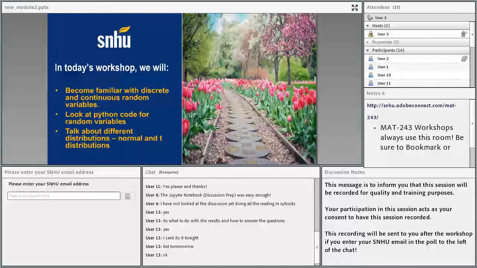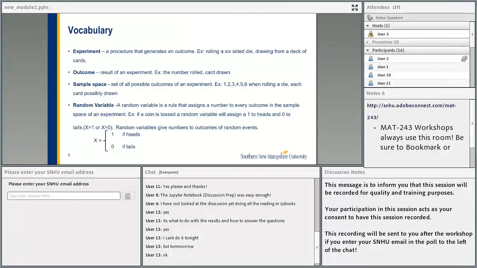So in tonight's workshop, we are going to become familiar with discrete and continuous random variables. We will look at the Python code for random variables, and then we'll talk about the different distributions, the normal and the t.